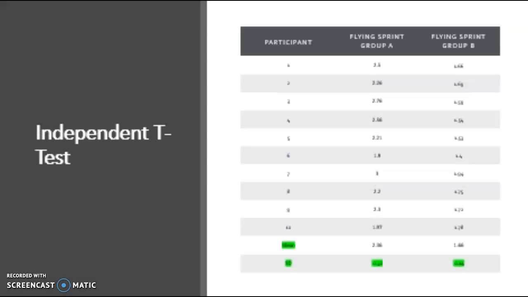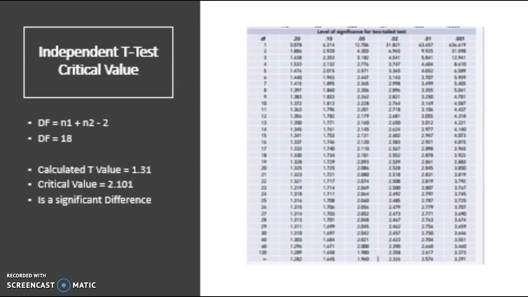So the independent t-test, all I had to do was work out the mean and the standard deviation for these, so it was quite easy. So by doing this, I then put it into the equation, and by doing this, I got the t value of 1.31.